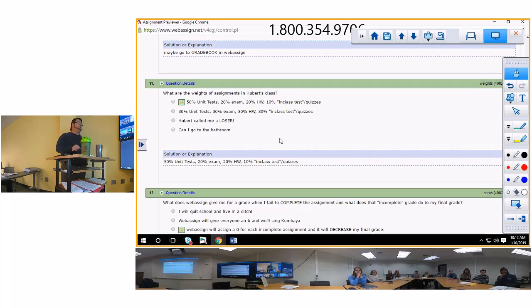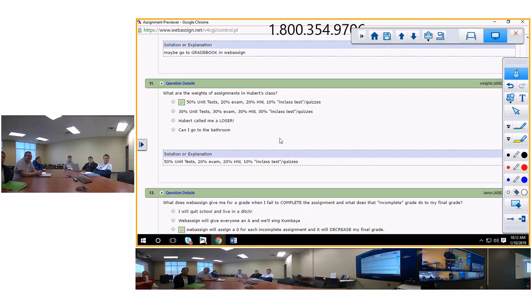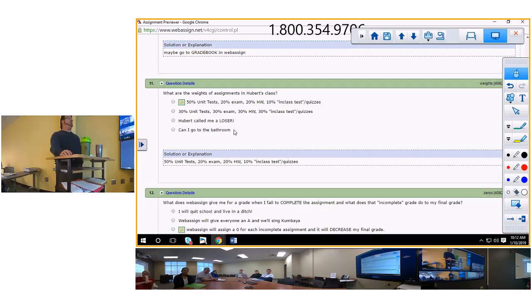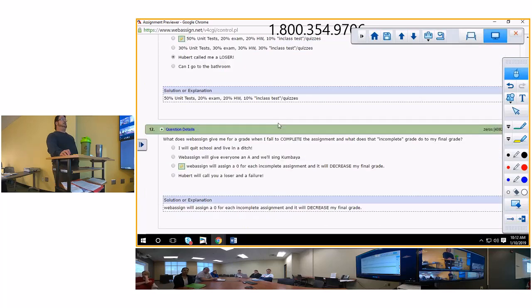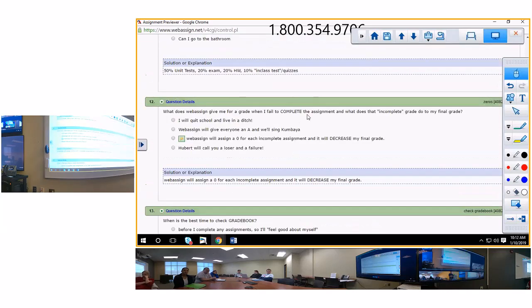Why is it easy? None of the other ones add up to 100. Exactly. The other ones do not add up to. I will take that one, though. I will take that one if you want to get that. I'll count that. But the computer will not. The computer will count that wrong if you put I'm a loser or call me a loser.